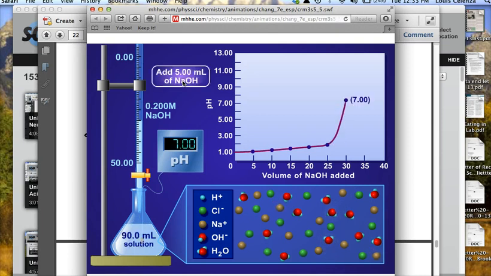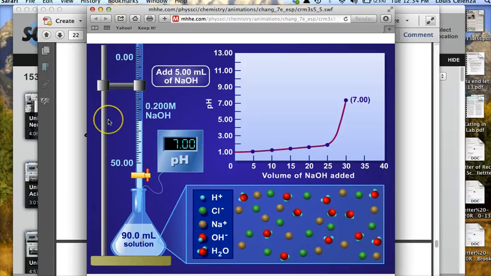At this point in the titration, the acid has completely reacted with or been neutralized by the base. This point is called the equivalence point. In the titration of a strong acid with a strong base, the pH at the equivalence point is 7. Note that only sodium ions and chloride ions are present in solution. Because these ions will not affect the pH of the solution, the pH is neutral. Click to add more sodium hydroxide.